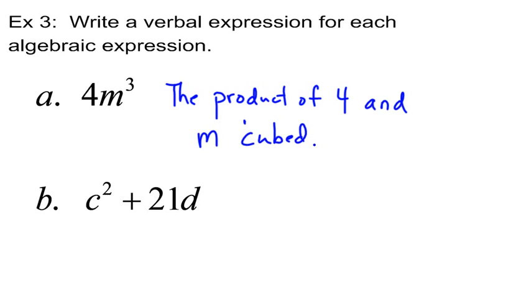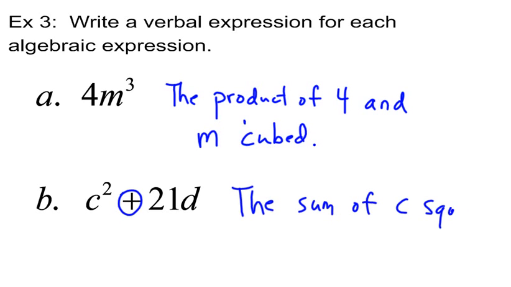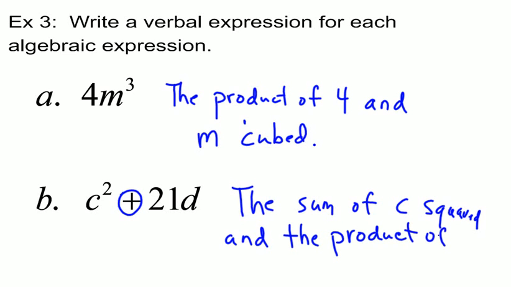The next one, we have a plus sign here, so I'm going to start with the plus sign. So it's the sum of c squared and I could say 21 times d, or I could say the product of 21 and d. There are 2 examples for you. Check them over.